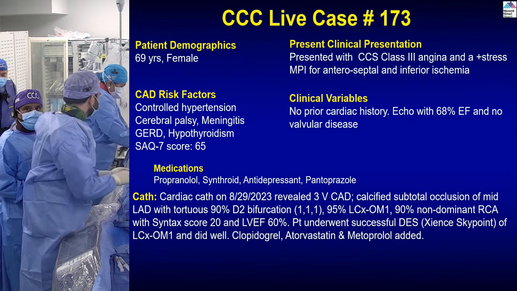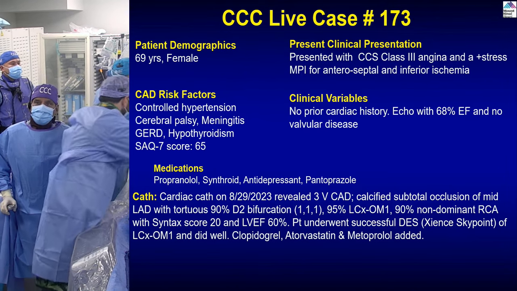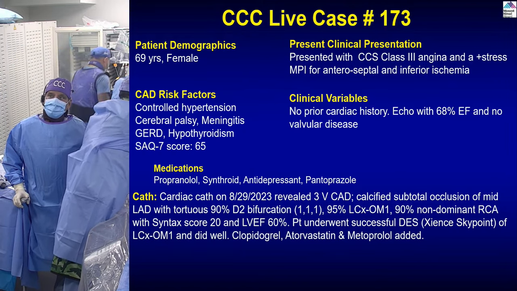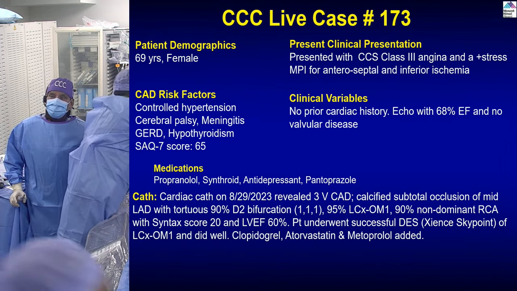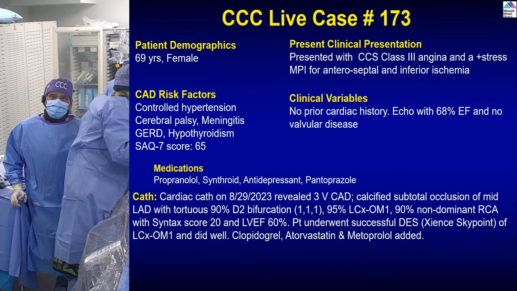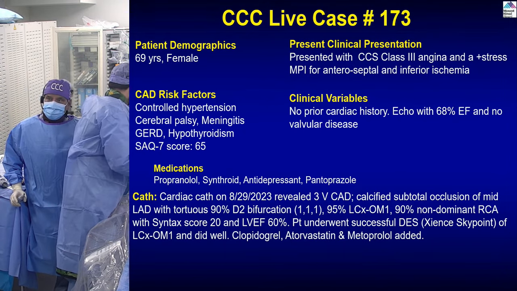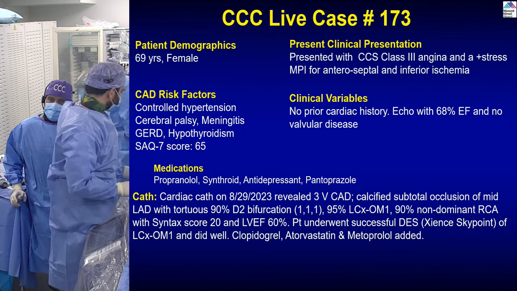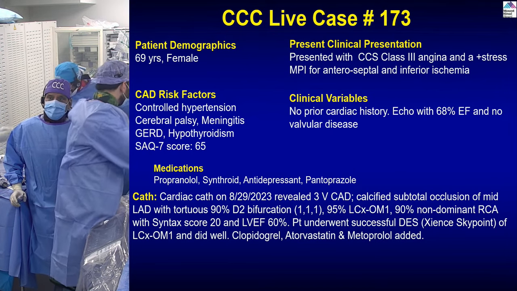This is case number 173, a 69-year-old female with risk factors of cerebral palsy, meningitis, limited ambulation, uses a wheelchair, and presented for the first time with angina class 3 and a positive stress test for anteroseptal inferior ischemia. No other cardiac history, no valve problem, normal LVEF, almost no medication except a little beta blocker, more so for the neurologic point of view. Cath showed disease with a calcified subtotal mid LAD, tortuous 90% D2 bifurcation, 111, 95% circ OM and 90-95% non-dominant RCA, with a SYNTAX score of 20 and EF of 60%.